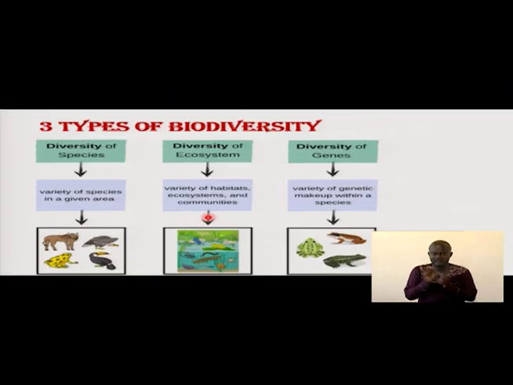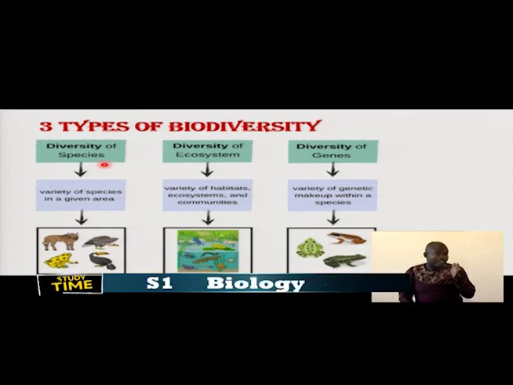When we are talking about biodiversity, there are 3 types of biodiversity. Dear students, do you know these types of biodiversity? We have what we call diversity of species. We have what we call diversity of ecosystem. We also have what we call diversity of genes. When we talk about species, do you know what it means? When I say define the term species, do you know what it means?